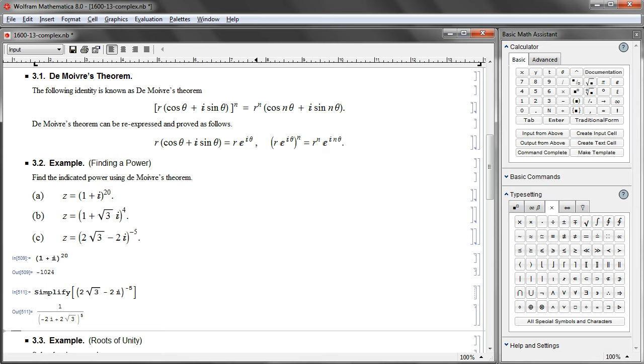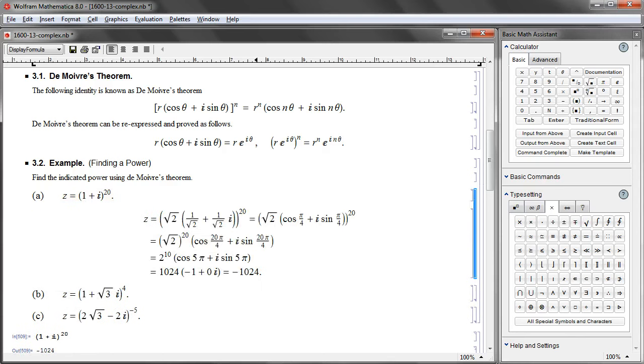We're going to use De Moivre's theorem, so the inside should be expressed in polar form. 1 plus i, that's simple enough. The argument is 45 degrees, and the modulus is square root of 2. So we have square root of 2 times cosine of pi over 4 plus i sine of pi over 4, to the 20th power. Applying De Moivre's theorem, we have r to the 20th power, which is 1024. And applying it to the angles, we have 20 pi over 4, which is equivalent to 5 pi. Cosine of 5 pi is negative 1, and sine of 5 pi is 0.